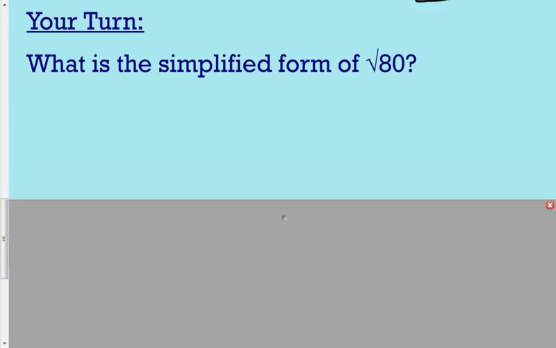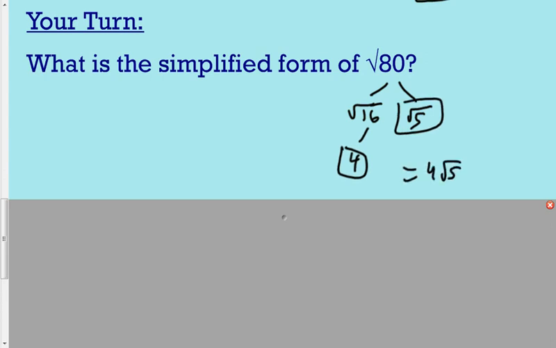So the square root of 80, I'm going to break it apart. Let's look for a perfect square that goes into 80. I think 16 goes into 80. Yeah, the square root of 16, and that would be 32, 64, it goes in 5 times, so times the square root of 5. The square root of 16, of course, is 4, and we're left with 4 and the square root of 5. So our answer is 4 square roots of 5.